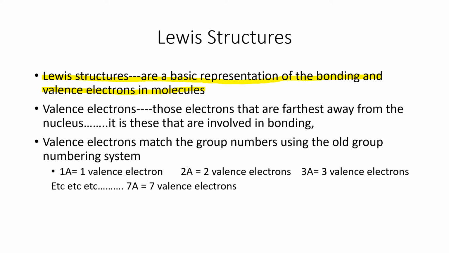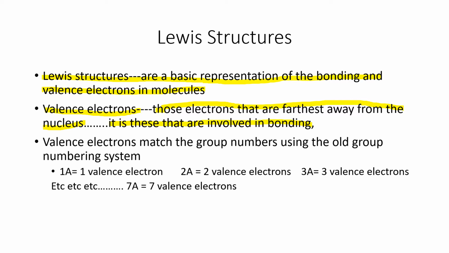So we need to talk for a moment about valence electrons. Valence electrons are those electrons that are farthest away from the nucleus. We care about these because they are the ones involved in bonding. The ones very close to the nucleus are not easily shared with other atoms, so they're not involved with the bonding. We care more about the valence electrons farther from the nucleus.